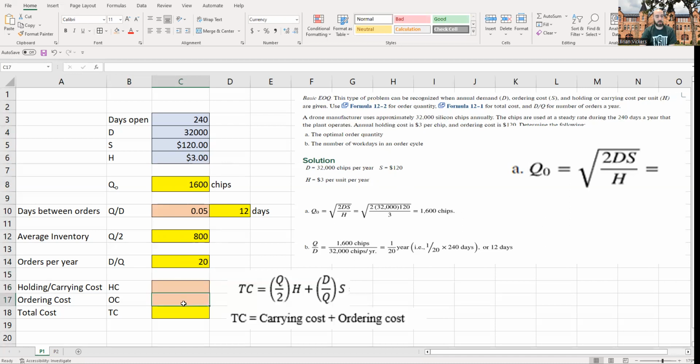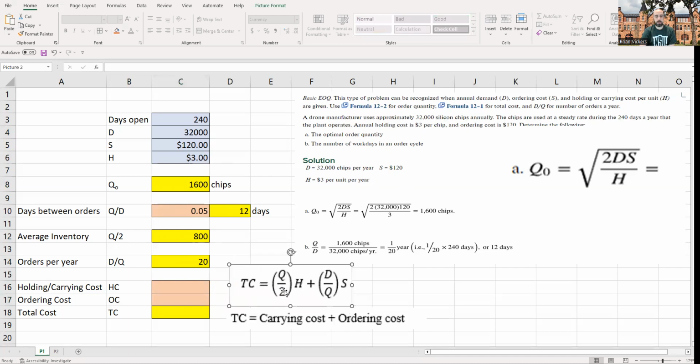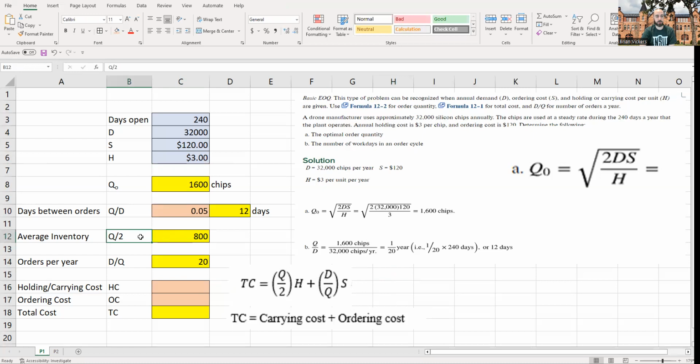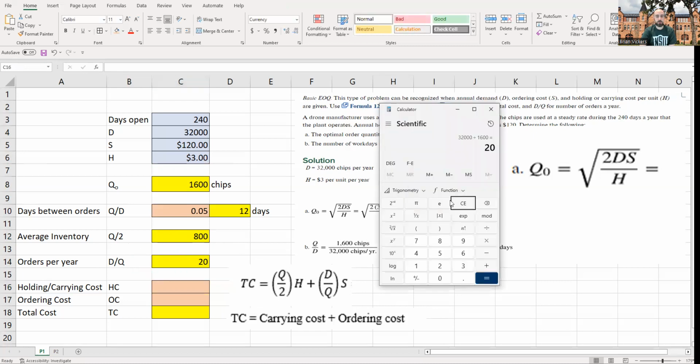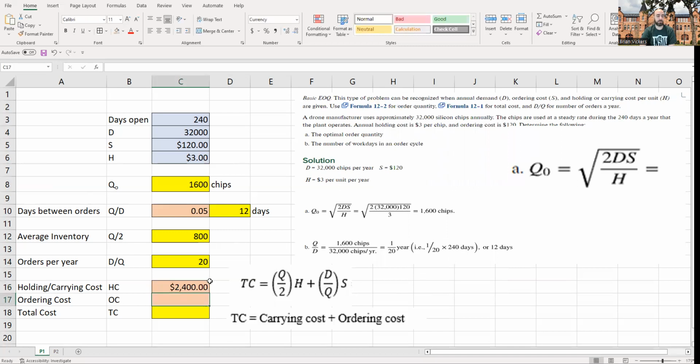Now let's figure out our holding cost and our ordering cost. You can see here total cost is equal to this formula plus this formula. Carrying cost is Q over 2 times H. Ordering cost is D over Q times S. We just found Q over 2 right here, so all I have to do for carrying cost is Q over 2 times H. Our Q over 2, which is our average inventory, is 800. Our H, our holding cost, is $3. So on average, we're going to have 800 units, and our holding cost is $3 a unit. So times 3, that's $2,400 a year in carrying costs.